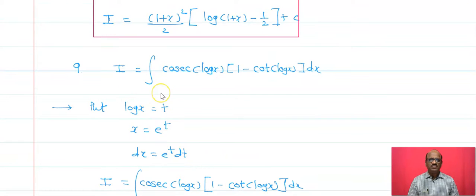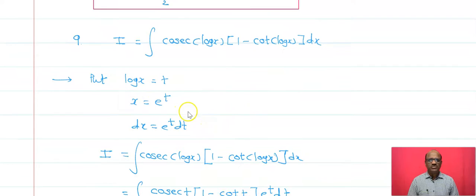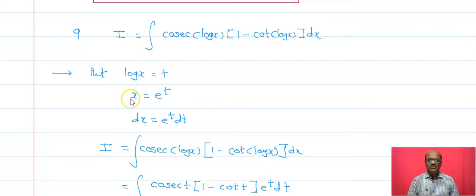I is equal to integral cosec of log x in bracket 1 minus cot of log x dx. Now here is the substitution. Log of x is equal to t. What about x? x is equal to e raised to t. What about dx? dx is equal to the derivative of e raised to t, which is e raised to t into dt. Now we have the value of dx, and we also have the value of log of x.